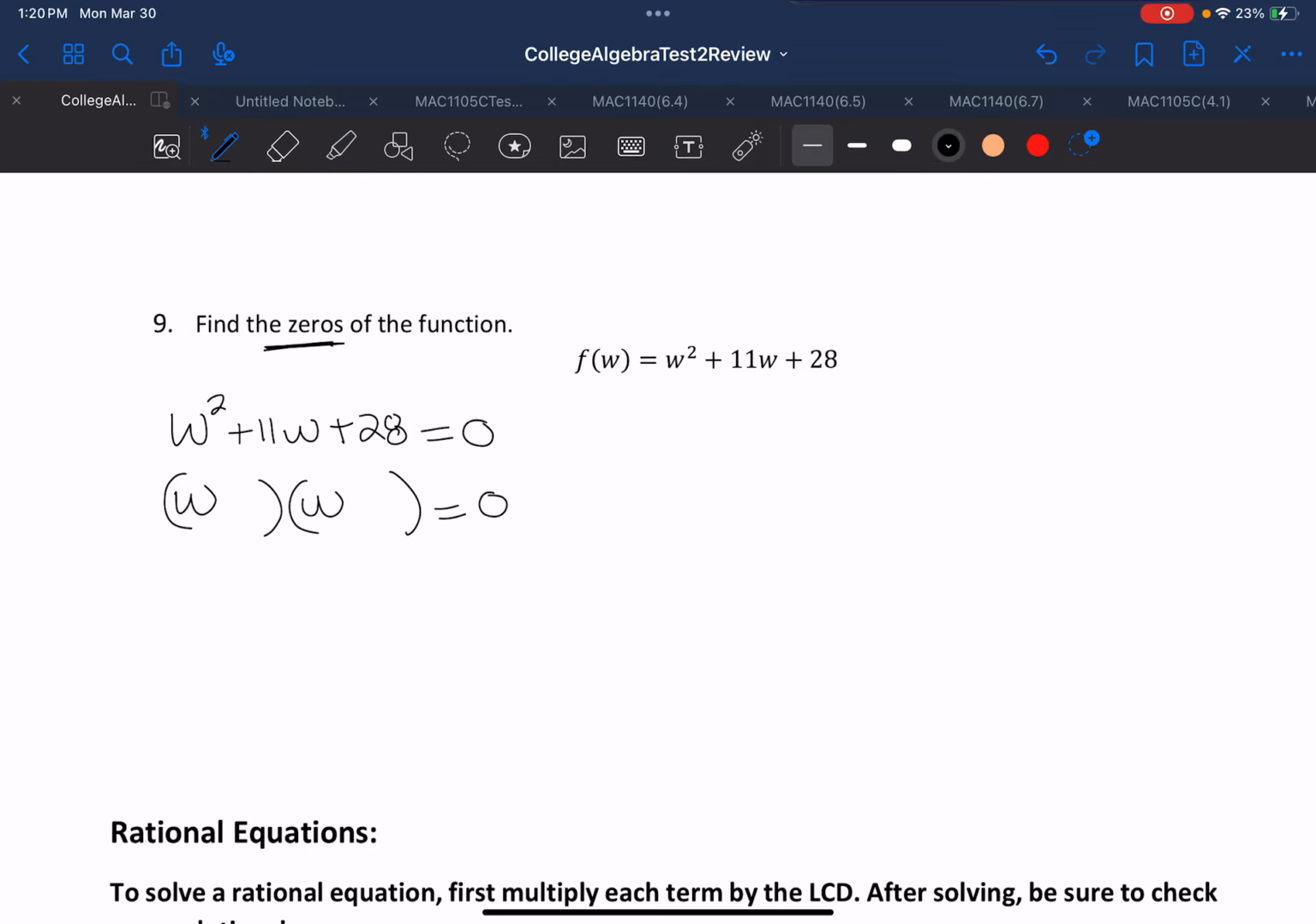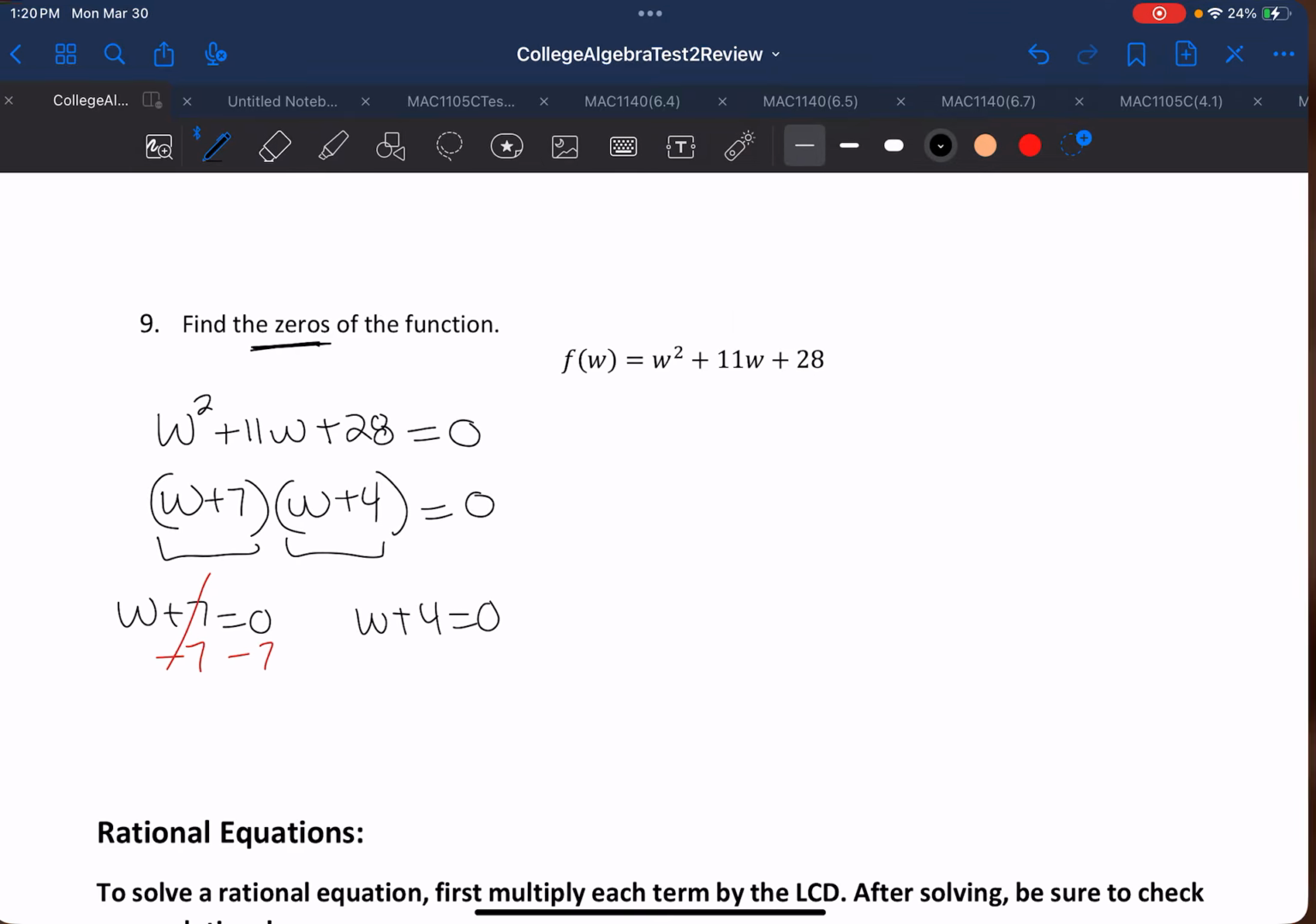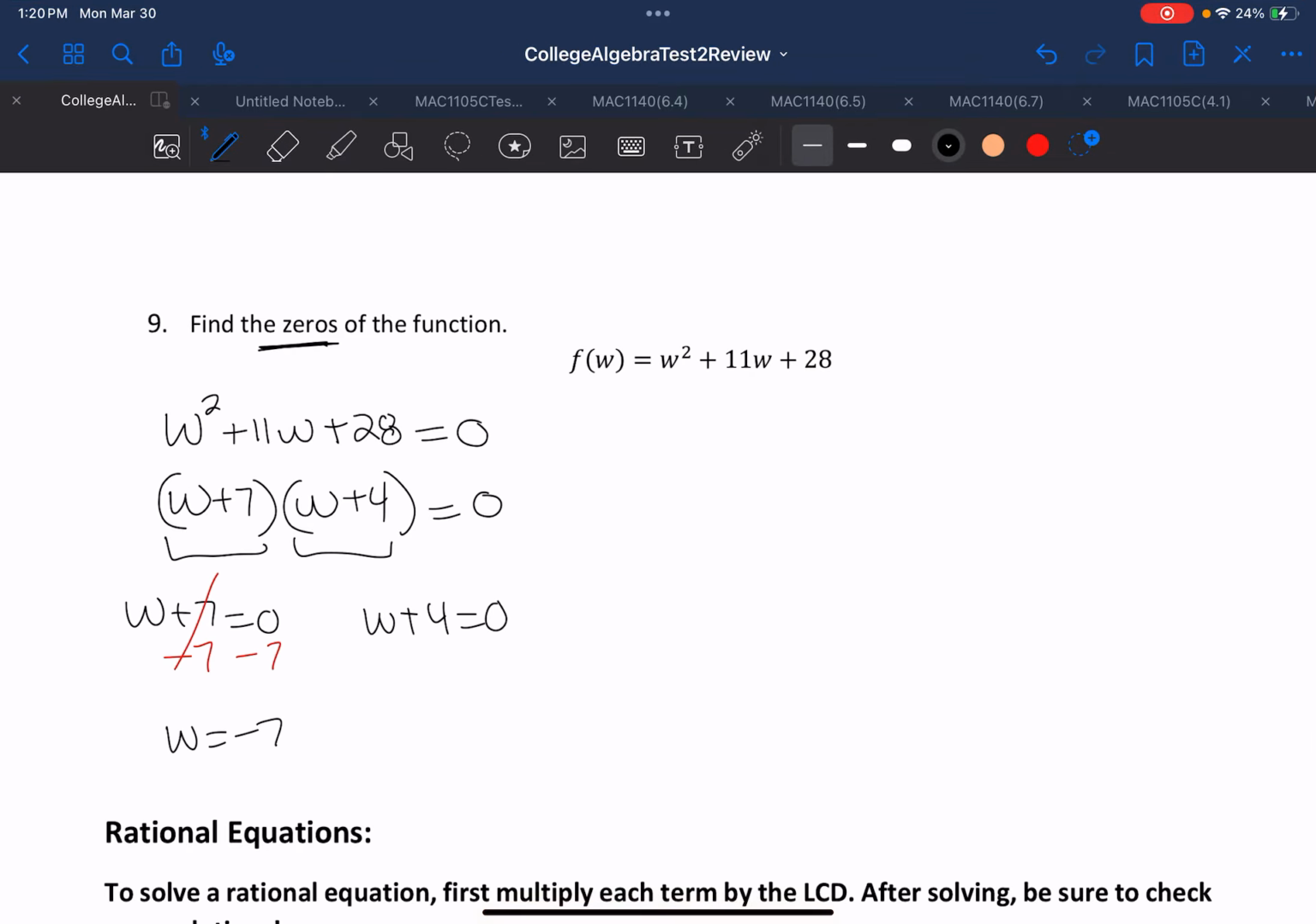And that would be positive 7 and positive 4. 7 times 4 is 28, and 7 plus 4 is 11. So now I take both of these factors and I set each equal to 0. And then I solve each one. So w would be equal to negative 7, or w would be equal to negative 4.